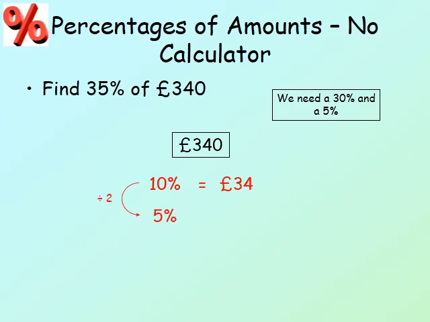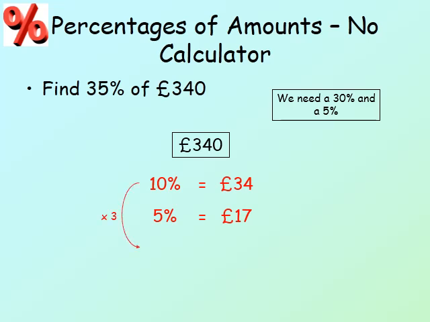Then we're going to divide that by 2 to get our 5%. So we now know what 10% is. We now know what 5% is. For 10% we simply divided it by 10. 340 divided by 10 is 34. Then halved that to get 5%. So we can calculate 15% now.